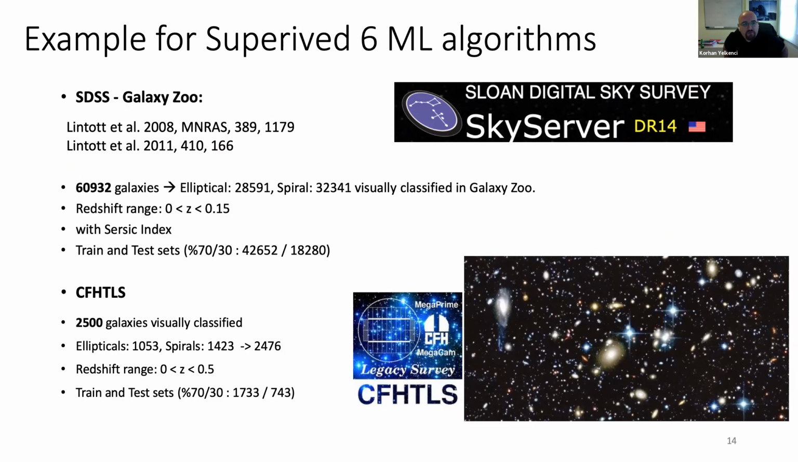Okay, now I will give two examples. One is comparing 6 machine learning algorithms for galaxy classification. These are just supervised examples. And at the end, I will give an unsupervised machine learning example. Now we have 6 machine learning algorithms, and they are all supervised.